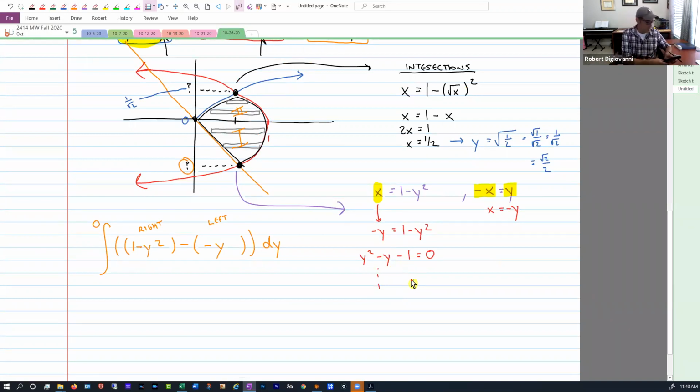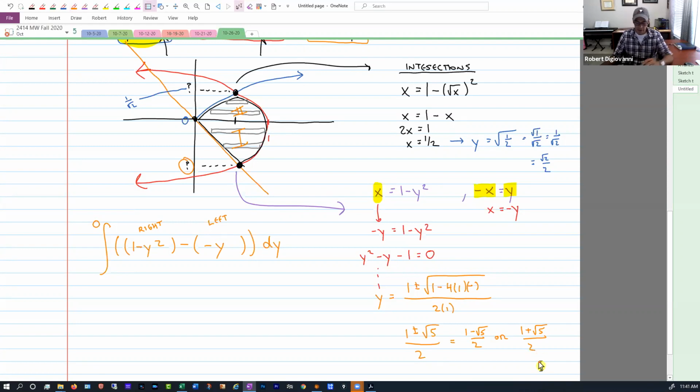I don't feel like going through the quadratic formula. Okay, I'll do it. y equals negative b plus or minus the square root of b squared minus 4 times a times c, all over 2a. So 1 plus or minus square root of 5 over 2. Yeah, so we have 2 answers: 1 minus root 5 over 2 or 1 plus root 5 over 2.